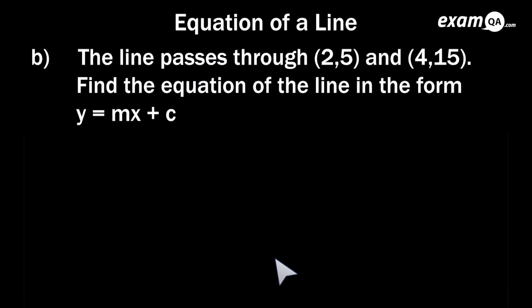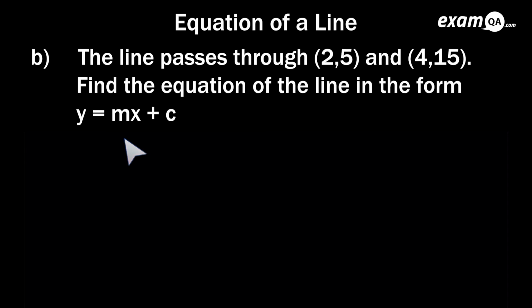Now let's look at this question. It tells us that the line passes through (2, 5) and (4, 15). And the question wants us to work out the equation of the line in the form y equals mx plus c. So this question is slightly trickier because it hasn't told us the gradient, nor has it told us where it crosses the y-axis. And looking at those two points given, none of them lie on the y-axis, so we definitely don't know the c value by looking at the coordinates.